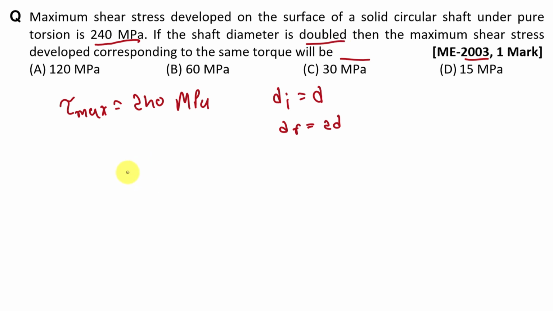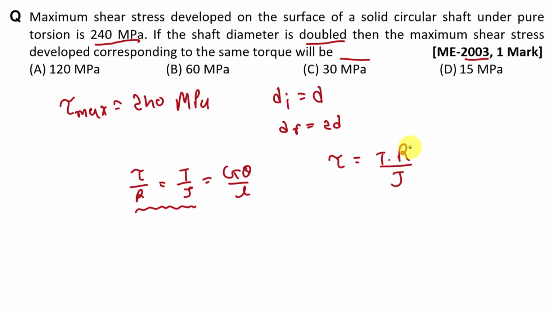Now we know the torsion equation, that is tau by r is equal to T by J is equal to G theta by L. Fine. If we compare these first two terms, then we can say that tau is equal to T into R divided by J. Here this R is the maximum value of radius of shaft and this tau is maximum shear stress. Fine. Here this T is the value of torque on the shaft and J is polar moment of inertia.